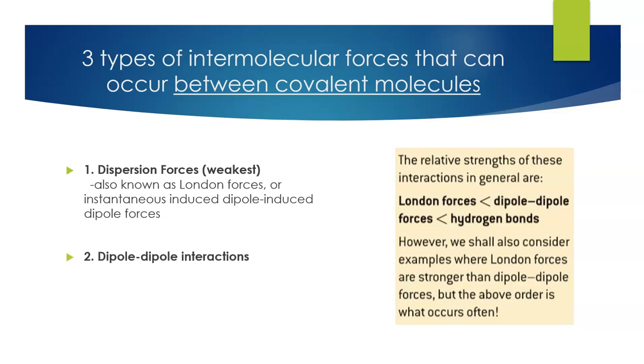These are dispersion forces, also known as London forces. London forces can also incorporate all intermolecular forces, so I would steer away from that term, particularly in the VCE, as we want to talk about dispersion forces being our weakest type of force. Then we have dipole-dipole interactions, which occur between polar molecules, and hydrogen bonds, which are our strongest.